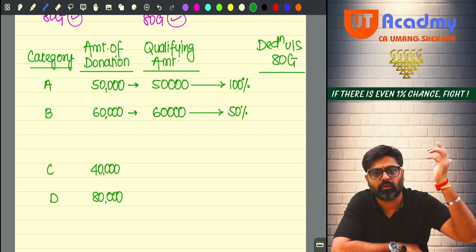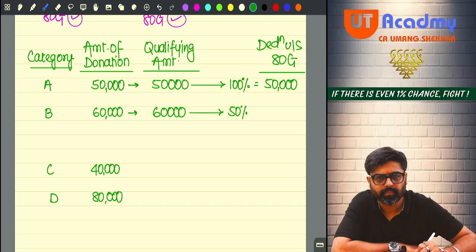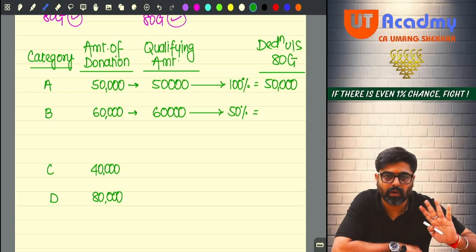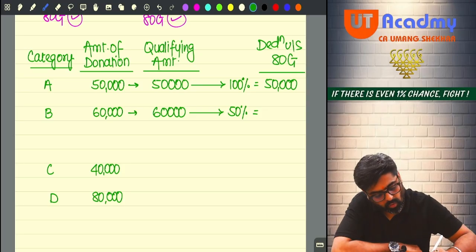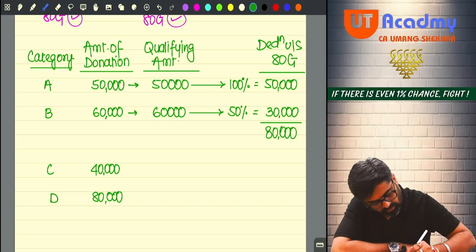So out of 50,000, how much will be allowed as a deduction? The full 50,000 you can take as a deduction because that was Category A. And category B, the entire 60,000 will not be allowed as a deduction. Only 50% out of that, meaning 30,000, will be allowed as a deduction. So 30 plus 50, 80.